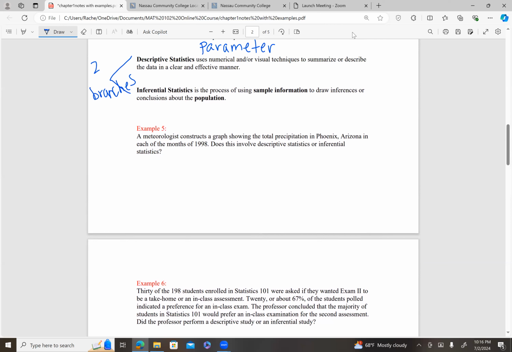It says a meteorologist constructs a graph showing the total precipitation in Phoenix, Arizona in each of the months of 1998. Does this involve descriptive or inferential statistics? So we have this meteorologist, and he or she is constructing a graph that's going to illustrate or show or visualize or describe the total precipitation in Phoenix, Arizona in each of the months of 1998. This is an example of descriptive statistics. Since the only thing going on here is just using a graph to describe or show our data, there's no conclusions being made about the population.